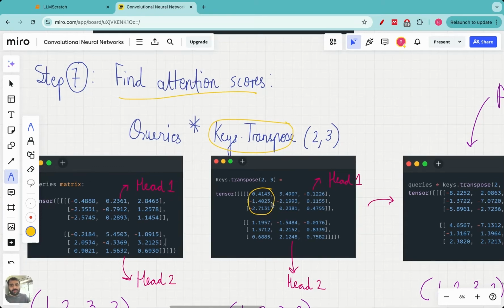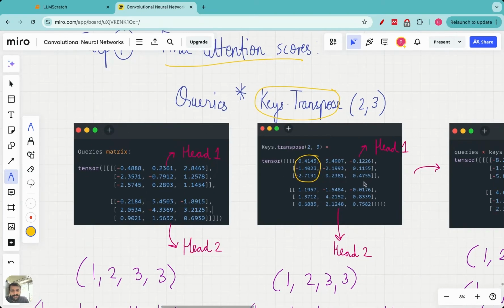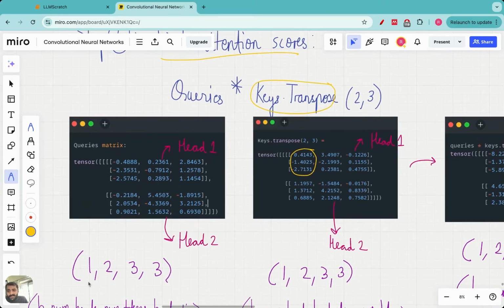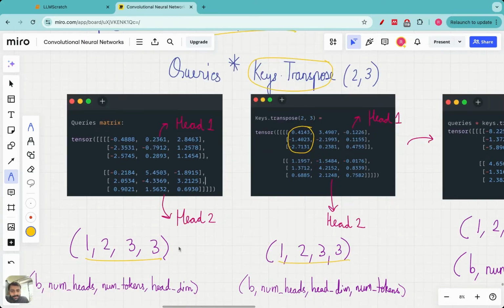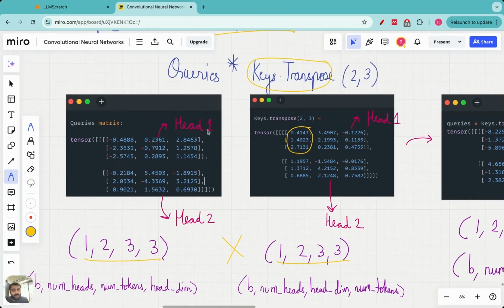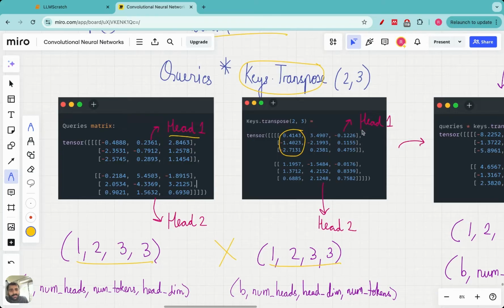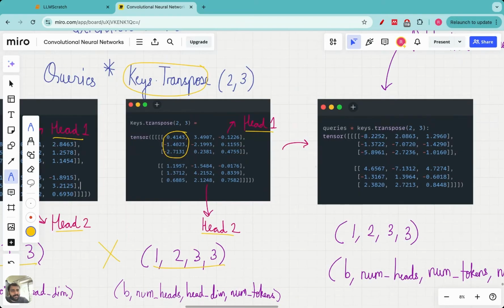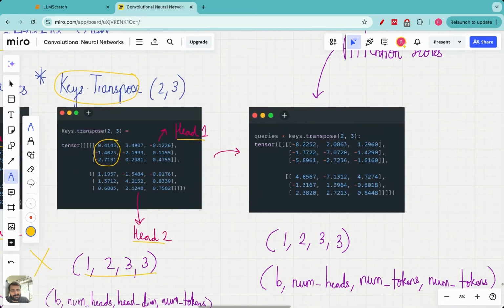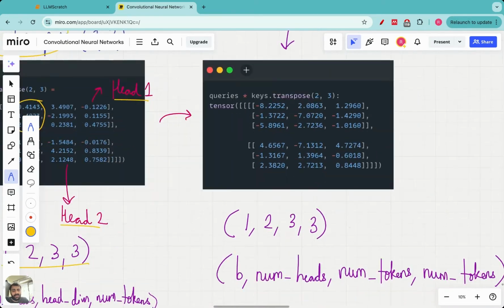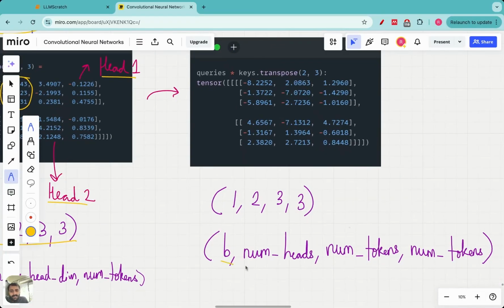So this is the keys transpose, and here is the queries matrix, and I've shown the keys transpose over here. The queries matrix dimensions are 1 comma 2 comma 3 comma 3. The keys transpose dimensions are 1 comma 2 comma 3 comma 3. So they are compatible for multiplication, and the way the multiplication will now proceed is that the head 1 will only be multiplied by the head 1 of the keys transpose. The head 2 here will only be multiplied with the head 2 of the keys transpose. And ultimately, when we do this multiplication, we will get the attention scores matrix. So this is the attention score matrix which we have. And the dimensions of this are B, number of heads, number of tokens, and number of tokens.